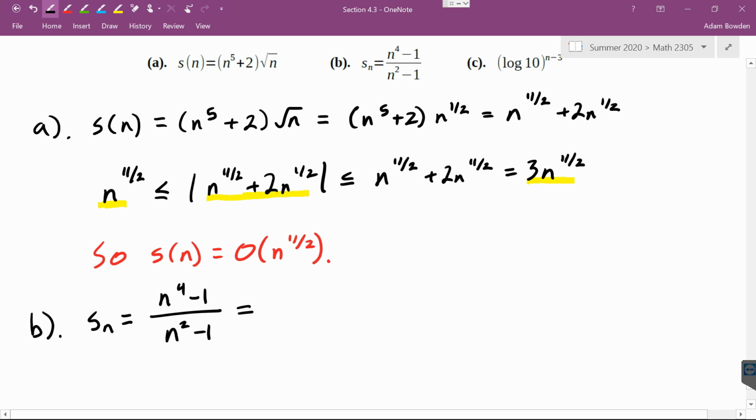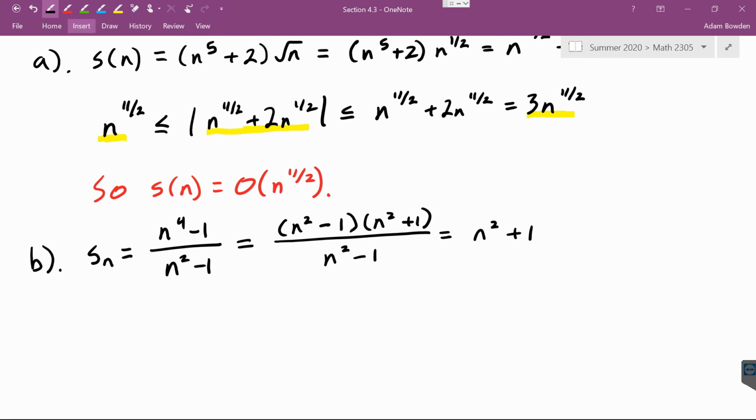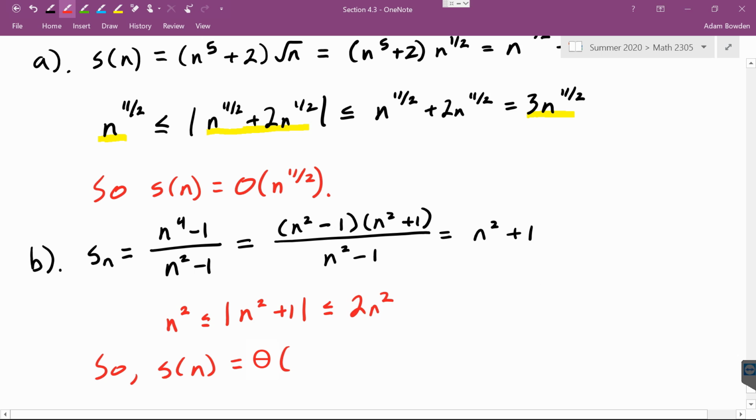Now for our next one here, what I'm going to do first is factor the top. The n to the 4th minus 1, I can factor that into n squared minus 1, n squared plus 1, all over n squared minus 1. That simplifies down to n squared plus 1. So to show by definition here, we know that n squared is less than or equal to the absolute value of n squared plus 1, less than or equal to 2n squared. So we can say that s of n is equal to big theta of n squared.